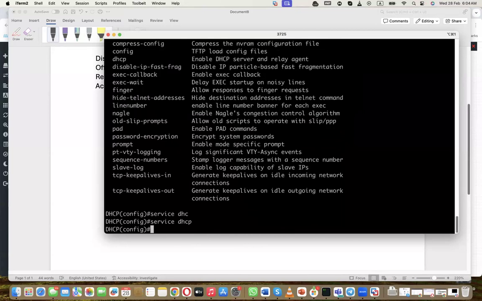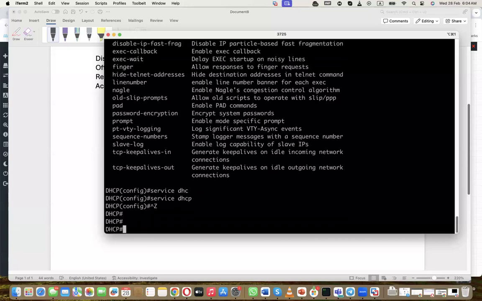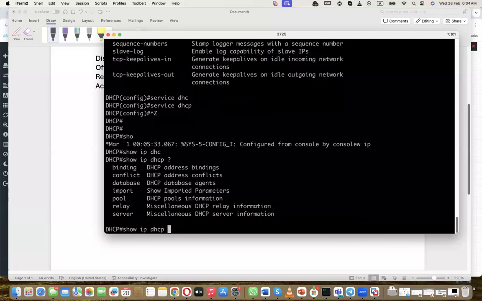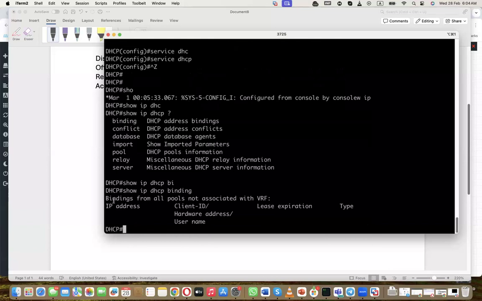So I configured a pool. In that pool, I defined the network. From that network, I don't want one of the IP addresses to be offered to any client, because I'm using that IP address. Then I started the DHCP service by giving the command service dhcp. Now you can go ahead and say show ip dhcp binding. Any IP addresses given to anyone? I know there is a pool and that it is ready, but there must be a client asking for that IP address. That is our next step.